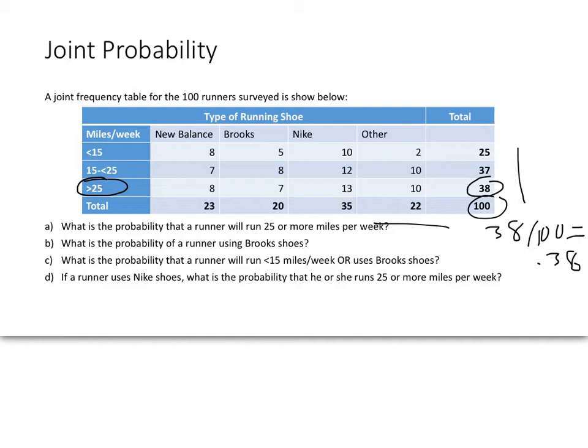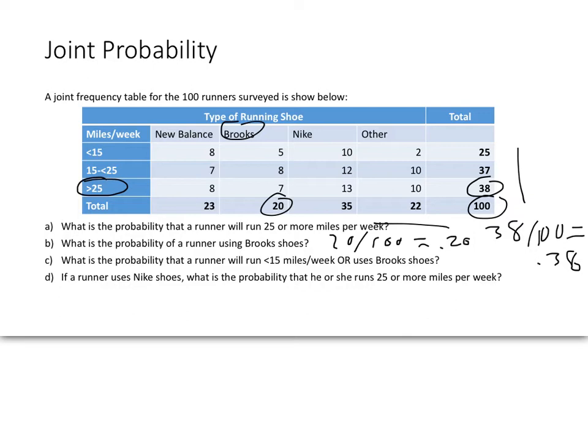Okay. What is the probability of a runner using Brookes shoes? This is the same type of problem, right? We're looking at the margins here. We've got Brookes shoes here, and we have 20 out of 100. That's 0.2, or a 20% chance that a runner will use Brookes shoes. So this is your sample, and you could say, if this sample is representative, a random sample, that's what we might be able to expect from an overall population.